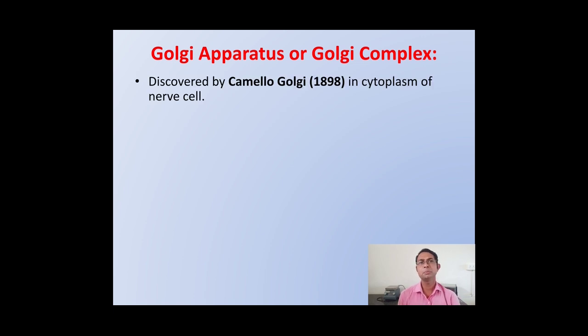Now mostly it is present in the eukaryotic cell, plant cell and animal cell, but in fungi and other organisms also Golgi apparatus is present. It was discovered by Camillo Golgi in 1898 in the cytoplasm of nerve cell. While performing an experiment on rat, Camillo Golgi in 1898 discovered the presence of Golgi complex, which forms an internal reticular apparatus. So it will be present as a reticular apparatus.